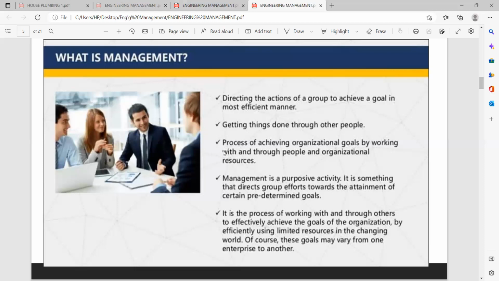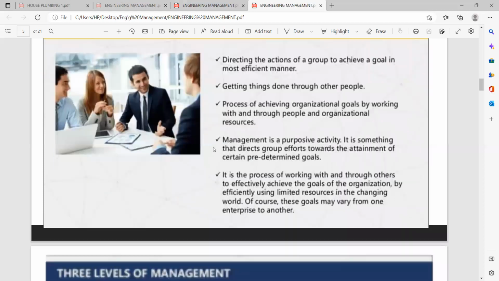Okay? So it is something that directs group efforts towards the attainment of certain predetermined goals. Mission, vision. It is the process of working with and through others to effectively achieve the goals of the organization by efficiently using limited resources in the changing world. Of course, these goals may vary from one enterprise to another. So iba't ibang organization, iba't ibang company, iba't iba ang kanilang purpose or yung kanilang vision and mission.